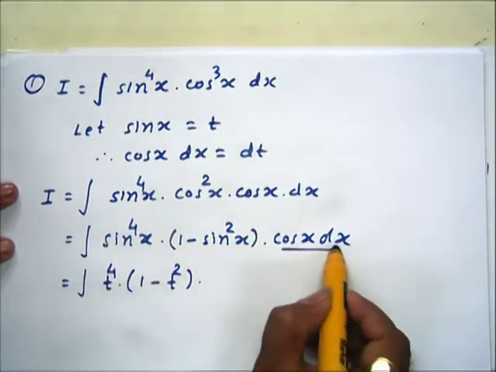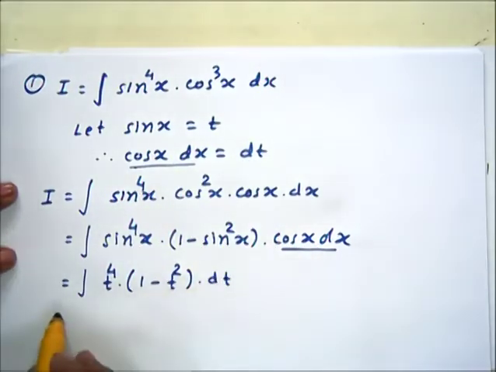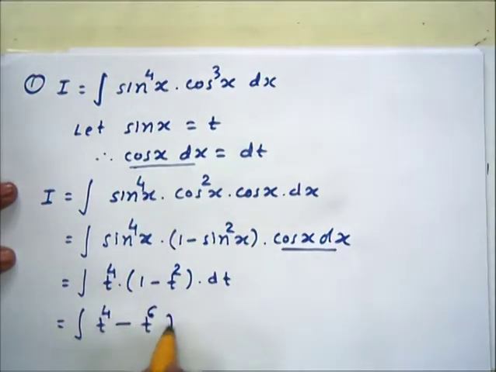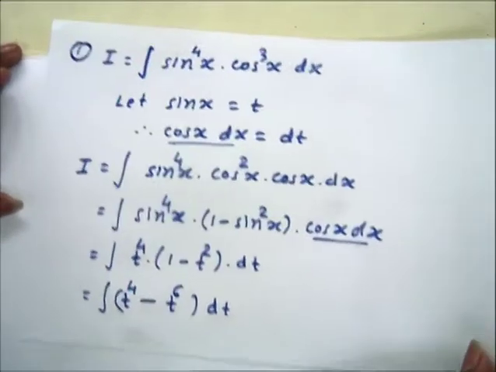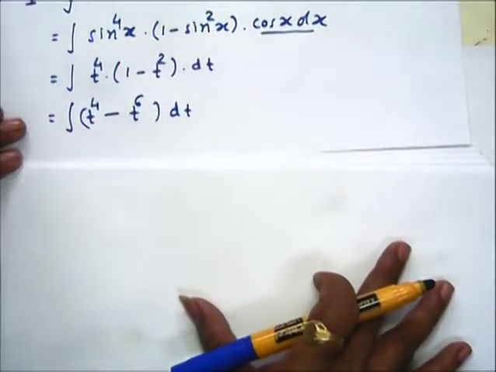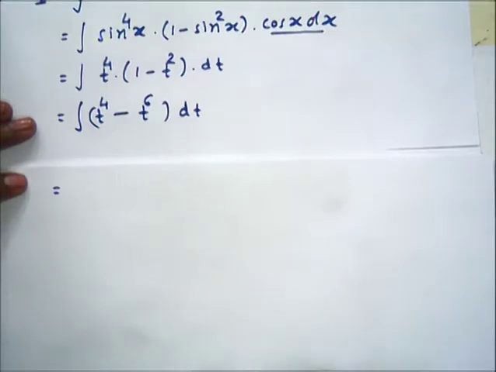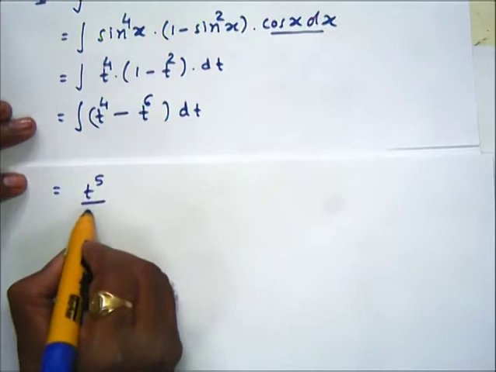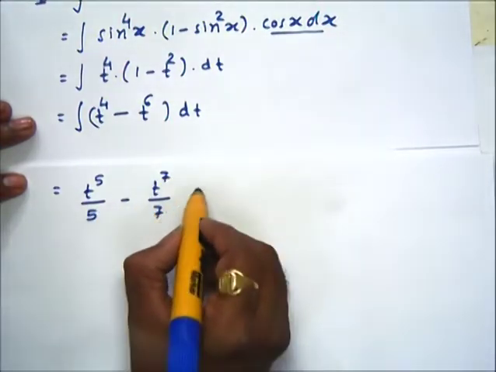And what about cos x into dx? This is dt. Now it is very simple. Multiply this out: t raised to 4 minus t raised to 6 dt. Okay. Now integrate this. So the integration is t raised to 5 upon 5 minus t raised to 7 upon 7 plus c.